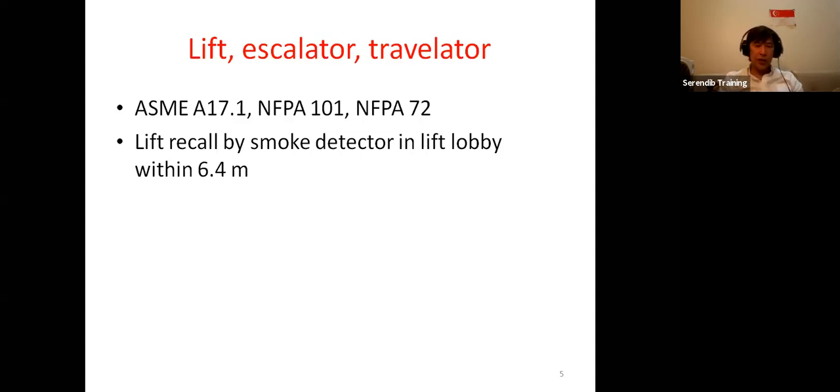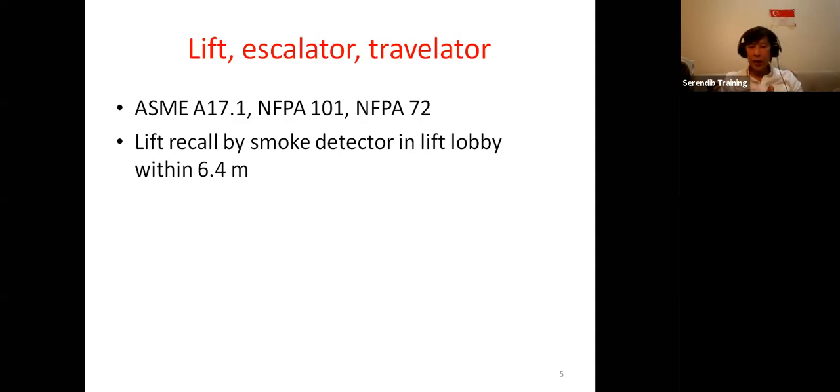and 101. Just take, for example, this particular requirement where the lift recall for all lifts is actually activated by a smoke detector located in the lift lobby, and that smoke detector should not be more than about 6.4 meters from the center of the lift door. Very often you probably come across where, when there's fire detection, all lifts are actually recalled, and everybody goes away happy, the lifts are all recalled. But NFPA gives the correct, sensible cause and effect. It should be in the manner that is shown in the slide.